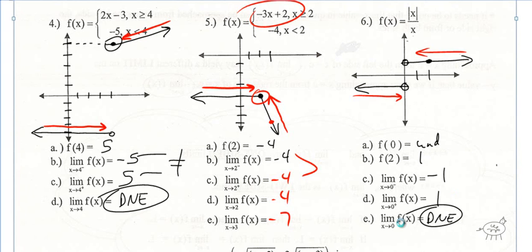Okay? So I know I keep saying it, but I want to say it again. Limits mean you are approaching the value. All right? And f of something means I am there. What's going on at that spot? All right, that's really, really important to understand.